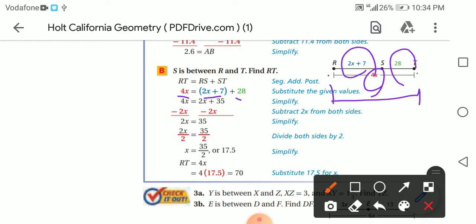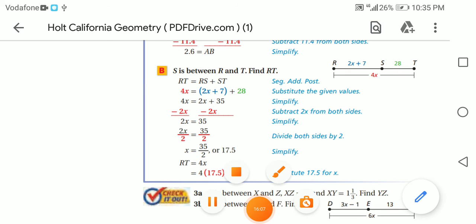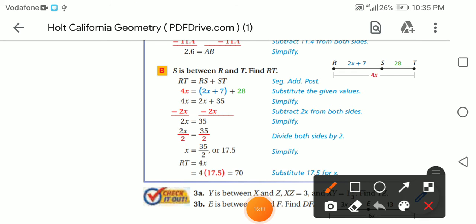What should I do now? So some algebra. I have the equation to solve: 4x equals 2x plus 7 plus 28. Okay, what should I do? Clear this to make it clearer for you. So I have here, as you see, to solve, substitute the given values. We have done this already.